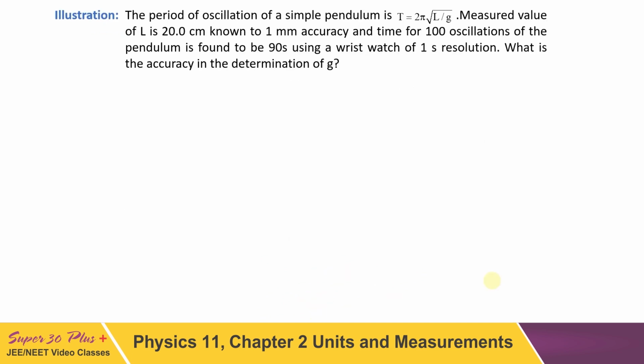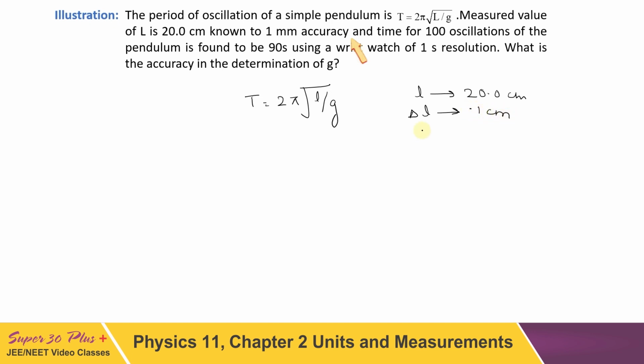Got it? One more numerical is there, and this is very important because a number of times this kind of numerical has come in your exams. So let us see what this says. Period of oscillation of a simple pendulum is T equal to 2 pi root under L by G. We all are familiar with this formula. Measured value of L is 20.0 centimeter, and this is given 1 millimeter accuracy. So it is actually the value of delta L given, that is 1 millimeter. Try to write in centimeter, so that would be 0.1 centimeter.